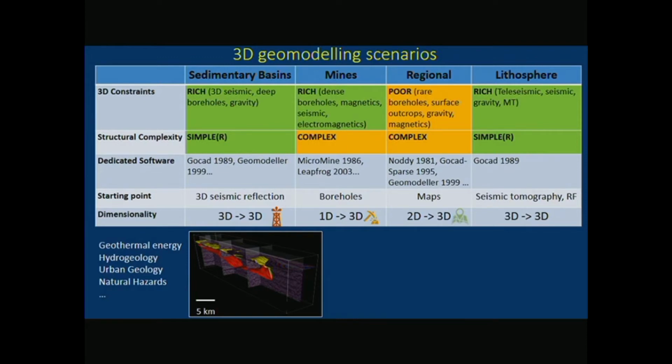And so the first example is sedimentary basins, where we have lots of nice 3D seismic. As far as I'm concerned, they're relatively simple in terms of their structures. There's lots of software that people use for that, Petrel and all sorts of other things. The starting point for the model is probably the 3D reflection seismic cube. And essentially, in terms of dimensionality, you're going from 3D to 3D. So things are pretty good with some limitations.